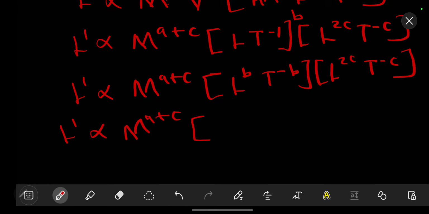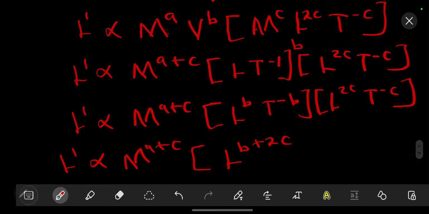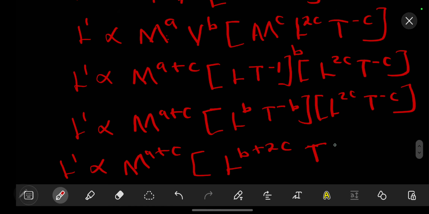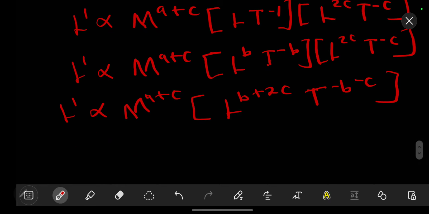Then we have here now. So L is common, so we get one L and add the power. So we have b plus our 2c. Then we are going to have our t to the power of negative b. Then we are going to subtract, since yes they are multiplying, but since one is negative, we take one t and subtract the powers. So this is what we have.